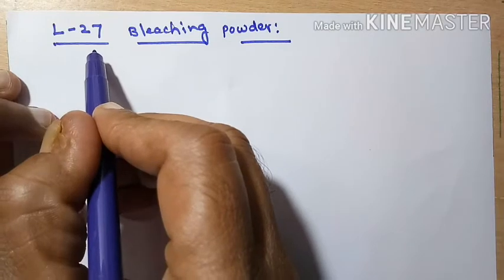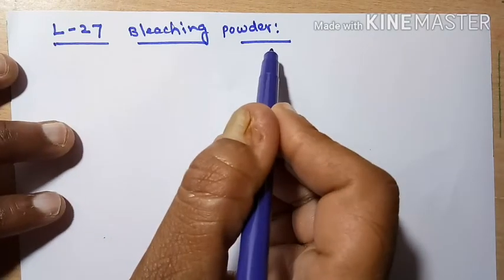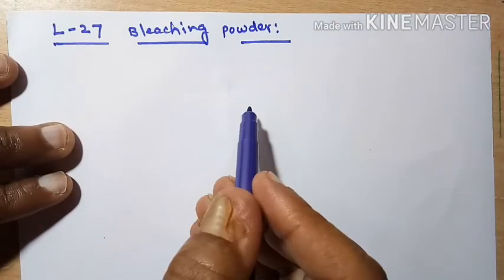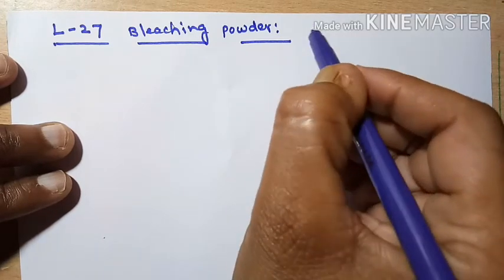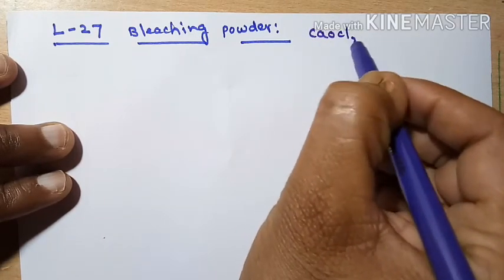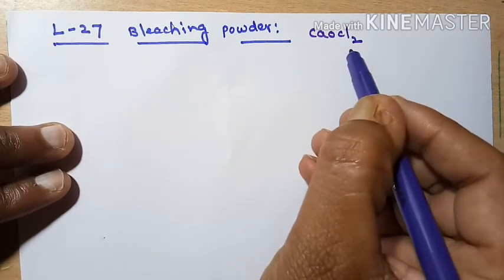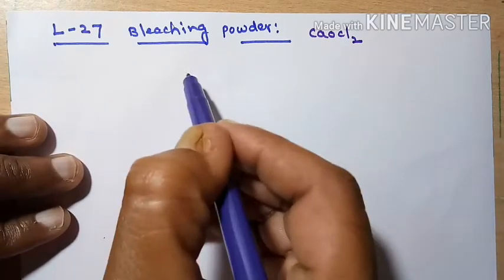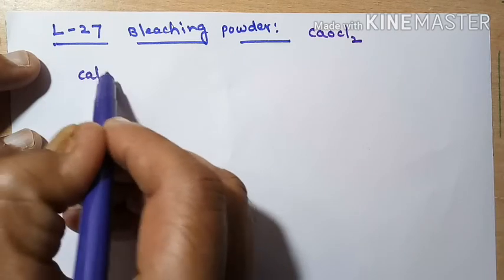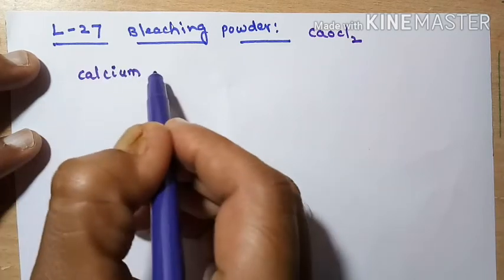Bleaching powder. Have you ever seen bleaching powder? Okay, right. So in lecture number 27, we discuss bleaching powder. What is the formula of bleaching powder? The formula is CaOCl2. What is the name of this CaOCl2? Calcium oxychloride.